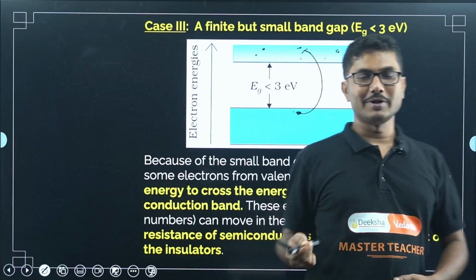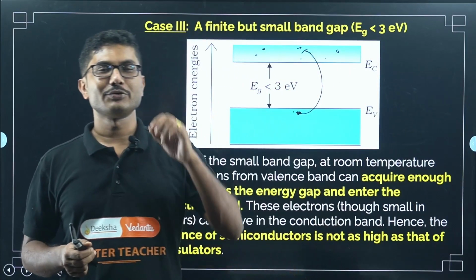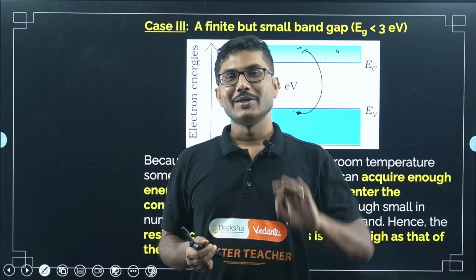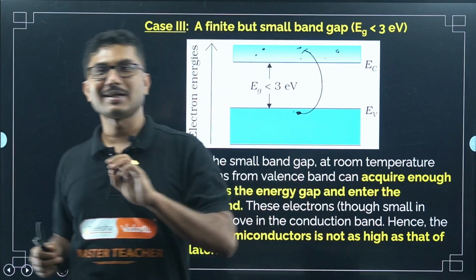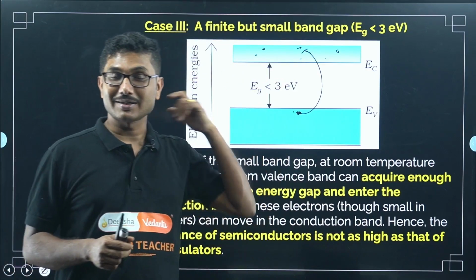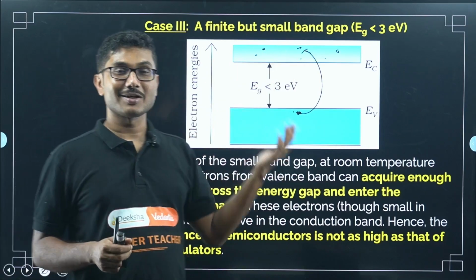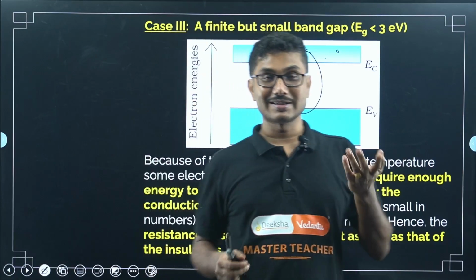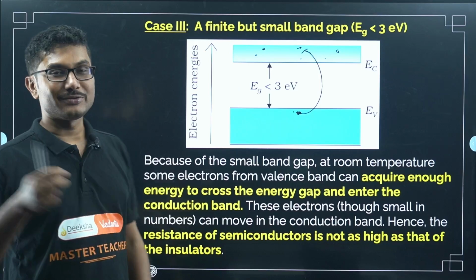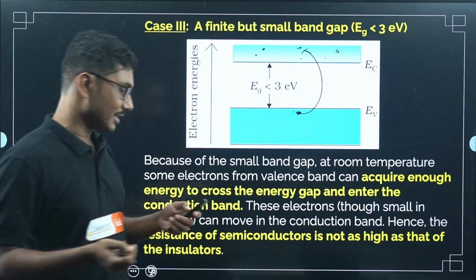If you remember, your passing mark in your exam is 30%. If you score 30%, you will pass. If you score even 29, you will fail, right? Even 1 mark matters. Similarly here, 3 electron volt is the passing mark for semiconductor or insulator. If you are greater than 3 electron volt, you will be an insulator. If you are less than 3 electron volt, you are a semiconductor. A semiconductor can behave as an insulator as well as a conductor based on the temperature, right?